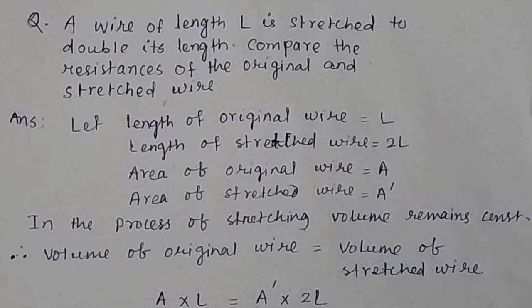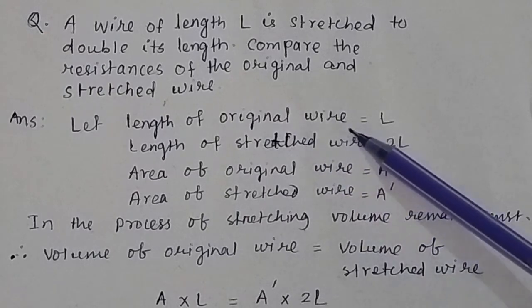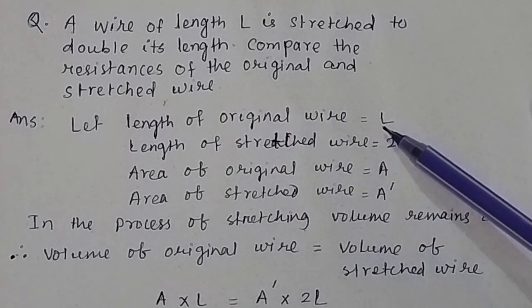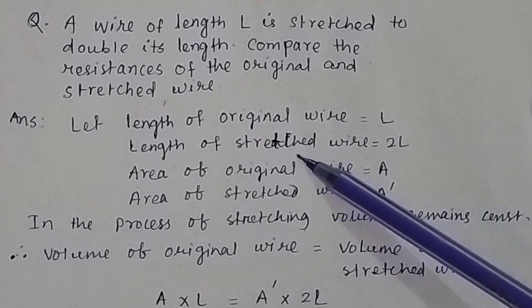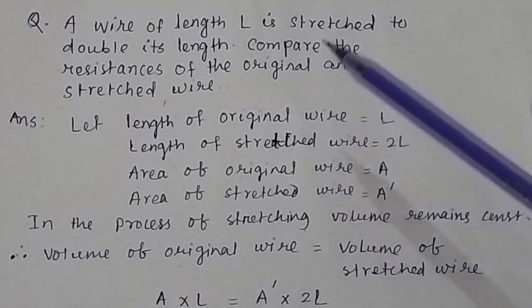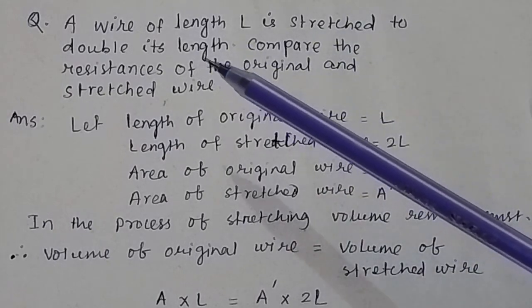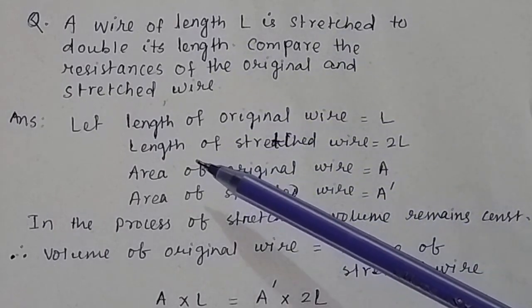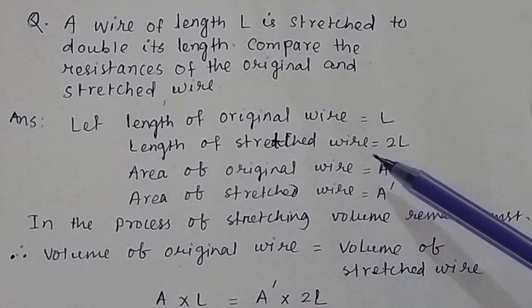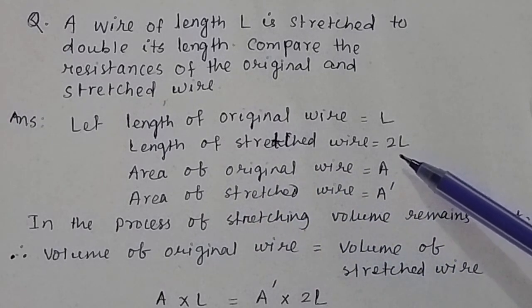A wire of length L is stretched to double its length. Compare the resistances of the original and stretched wire. Suppose the length of the original wire is equal to L and the length of the stretched wire is double the length of the original wire. So the length of the stretched wire is equal to 2L.